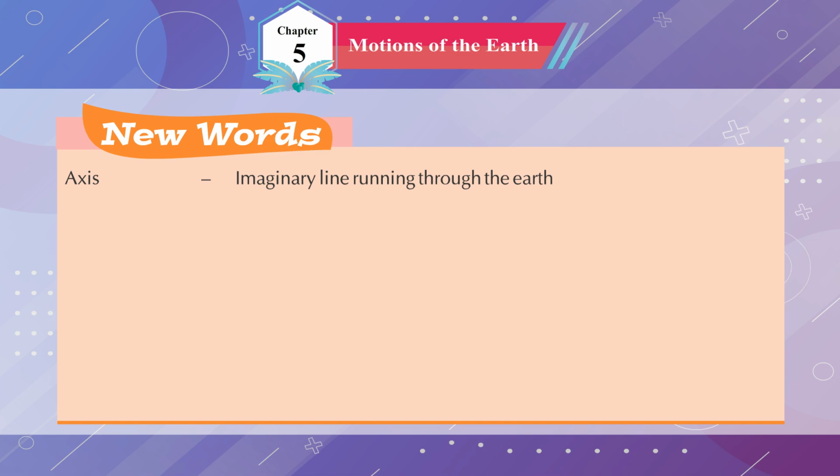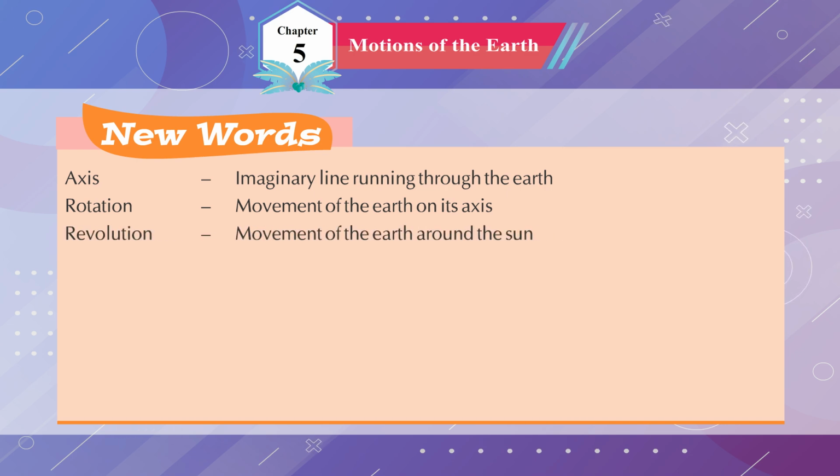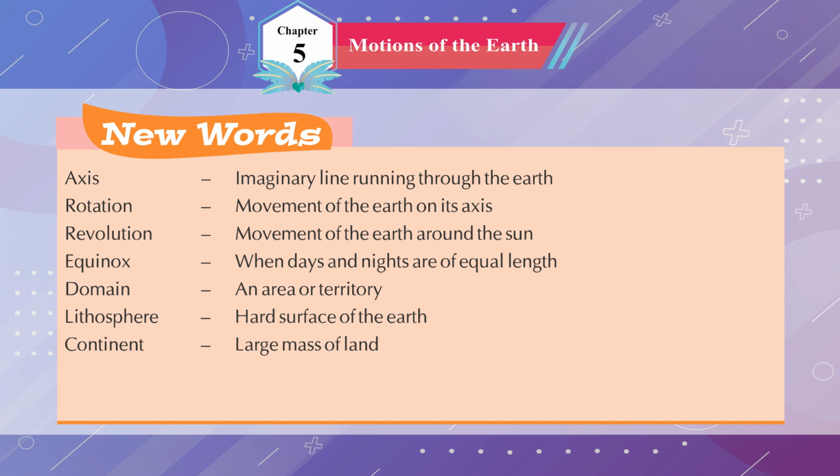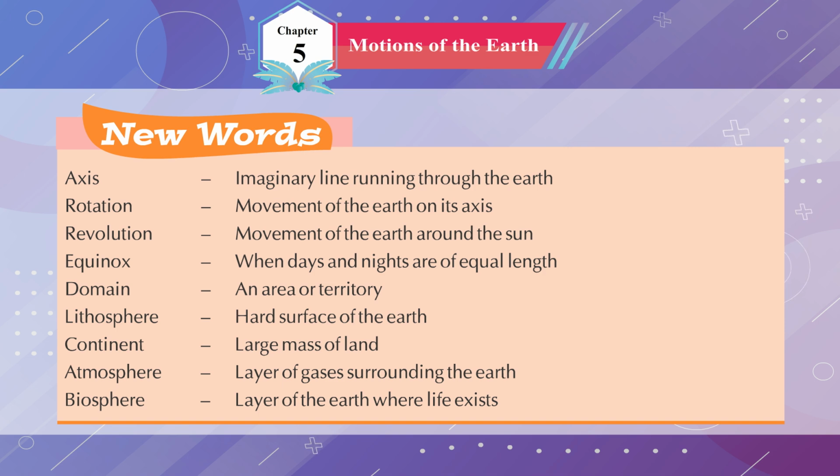New words. Axis, imaginary line running through the earth. Rotation, movement of the earth on its axis. Revolution, movement of the earth around the sun. Equinox, when days and nights are of equal length. Domain, an area or territory. Lithosphere, hard surface of the earth. Continent, large mass of land. Atmosphere, layer of gases surrounding the earth. Biosphere, layer of the earth where life exists.